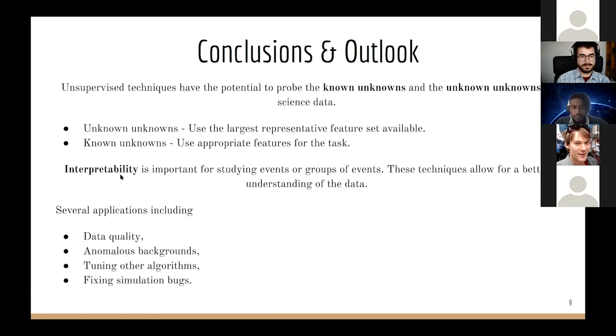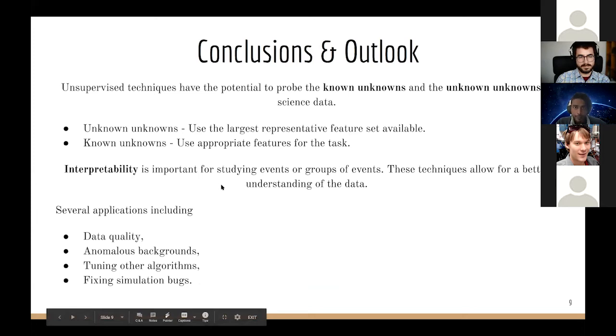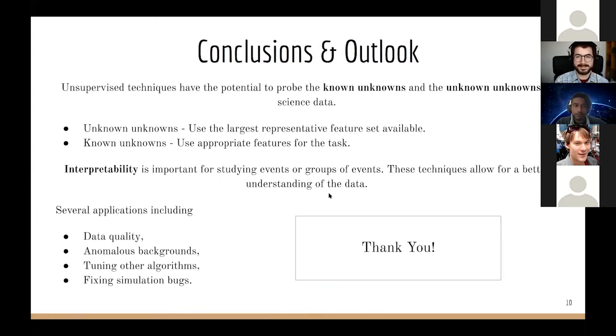The isolation forest in particular is advantageous because it's interpretable. We know why certain events or groups of events are anomalous, and this allows us a better understanding of our data, which is always very important. Several applications I mentioned at the start include data quality, cutting out anomalous backgrounds, tuning algorithms in our data processing pipelines, and fixing simulation bugs. Okay, that's all I have, and thank you very much for listening.